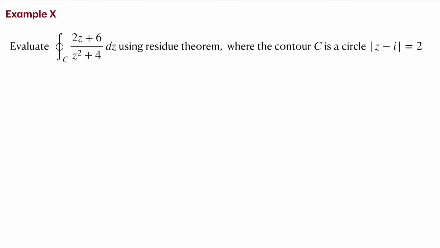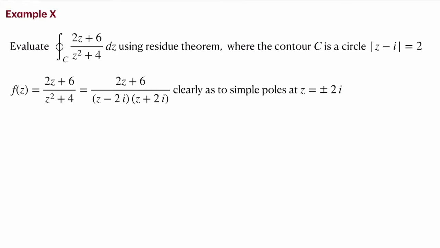Let's take one more example. We call it example X. We are not Roman, so it's not the 10th example; we just say that X is some arbitrary number. In this example, we evaluate the integral of f of z equal to (2z plus 6) divided by (z squared plus 4). The contour over which the integration is taken is mod z minus i equal to 2. That means it is a circle of radius 2 shifted along the positive direction, centered around z equal to i. Let's look at the singularities of this function.